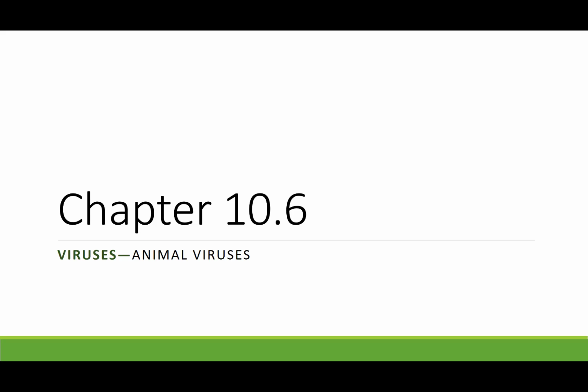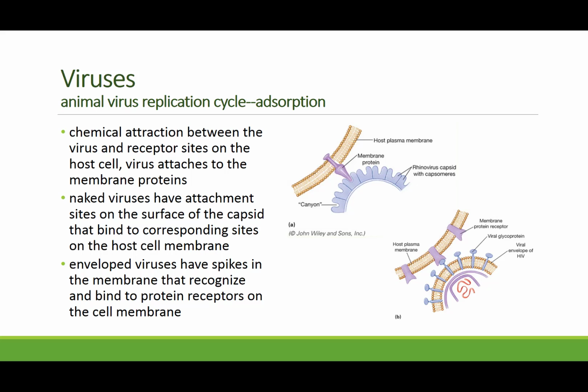Now it's time to take a look at animal viruses and how they invade animal cells and use the host cell to make new virus particles. So the first step to any virus being able to enter a cell is adsorption. That's where that chemical attraction between the virus and the receptor sites that are found on the host cell allow the virus to attach to the cell.